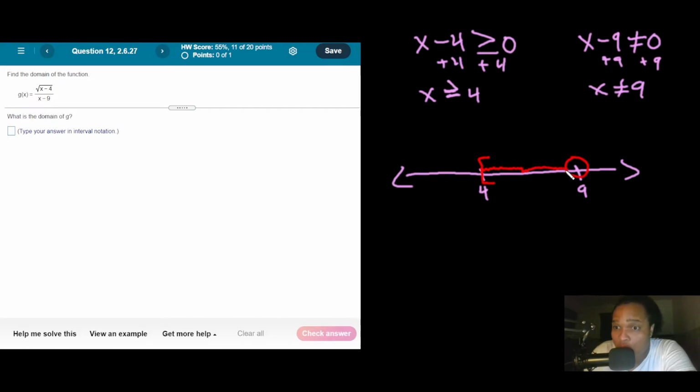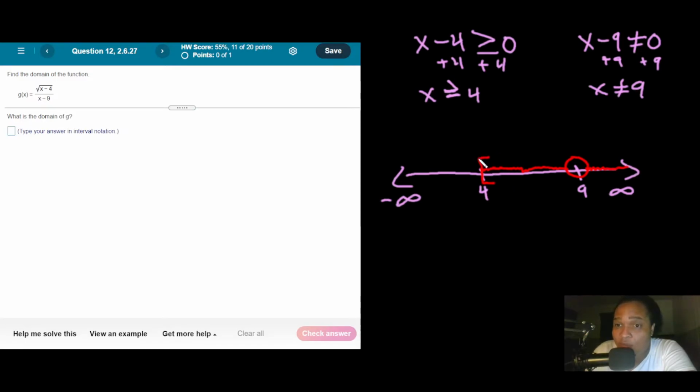We're not going to go through the 9. We're just going to jump over it and pick up after it. So that's it. That's the graphical representation. Remember, this is negative infinity. This is positive infinity. So how do we put our graphical notation into interval notation?